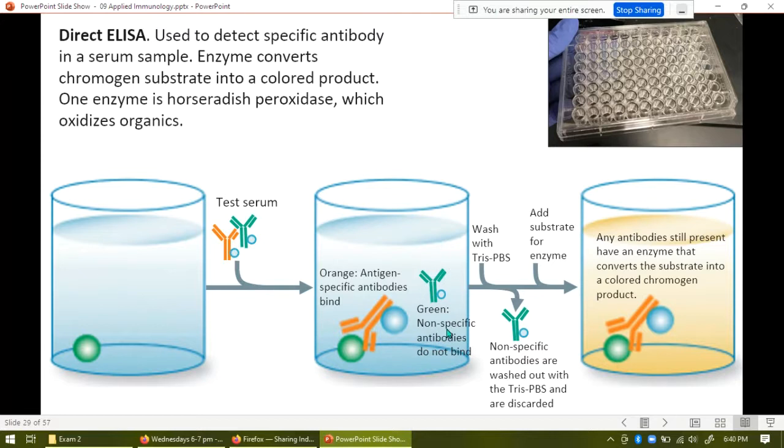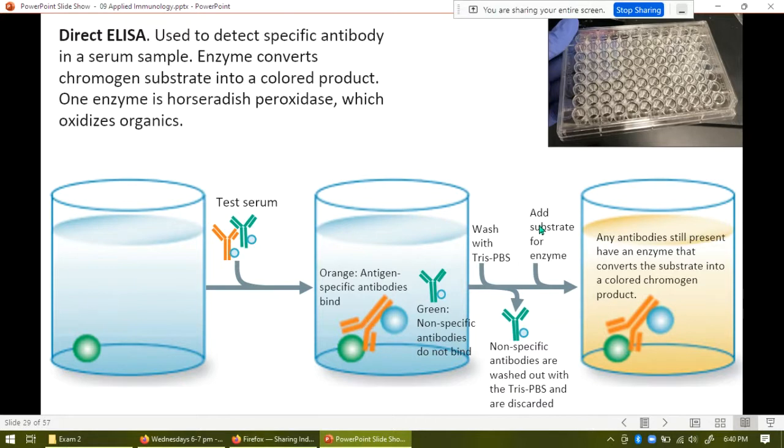The green antibody is not specific to the antigen, and it does not bind to the antigen to any appreciable extent. Next, you wash with a bunch of treatments of Tris PBS to just rinse all of the green antibodies out, all of the non-specific antibodies. Those come out of solution, so they are discarded. That's basically all of the antibodies that you don't care about that aren't specific to your antigen. And what you have left in the flask at that point is only orange antibodies, right, that are specific for your antigen.